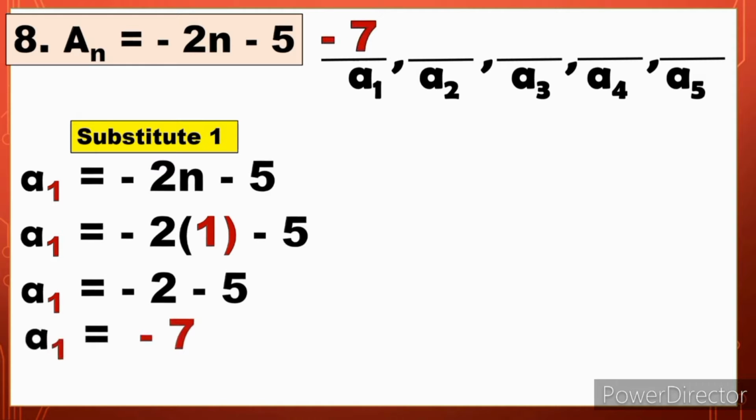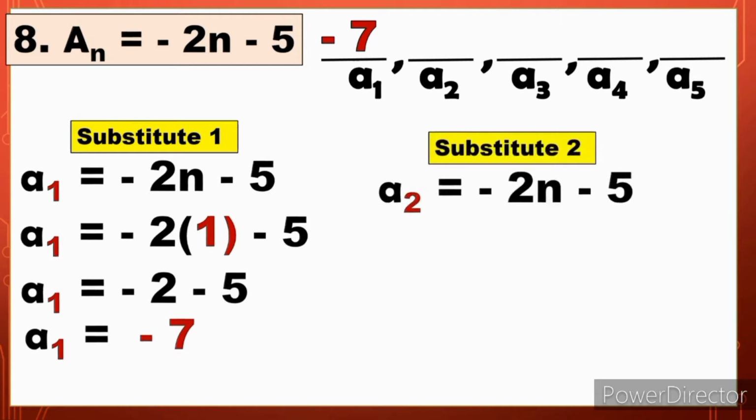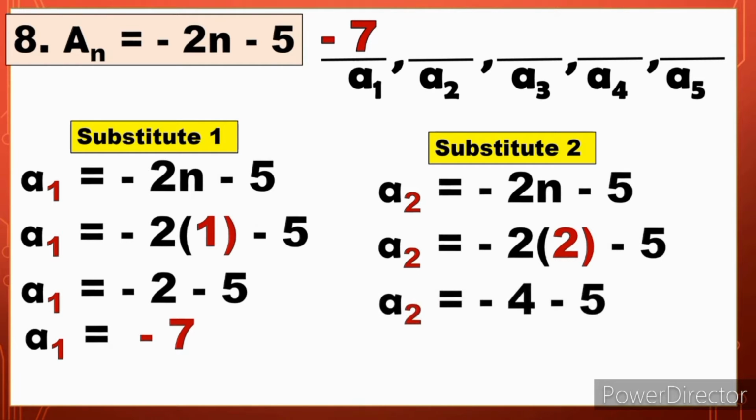Okay. To find the second term or a sub 2, isa-substitute natin ang 2. So, a sub 2 equals negative 2n minus 5. So, substitute 2 doon sa n. So, it becomes a sub 2 equals negative 2 times 2 minus 5. Then, simplify. Negative 2 times 2 equals negative 4. So, now we have a sub 2 equals negative 4 minus 5. So, a sub 2 now is equal to negative 4 minus 5 is negative 9. So, ang second term natin ay negative 9.